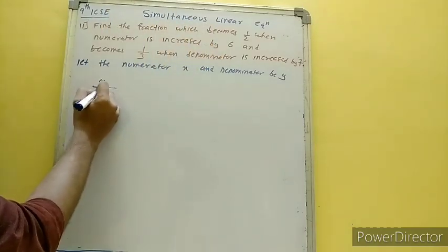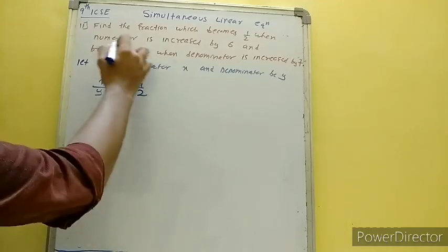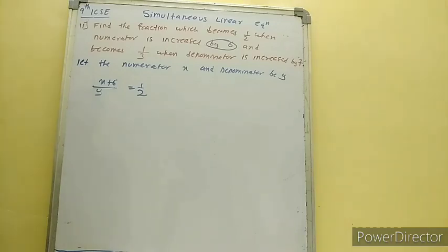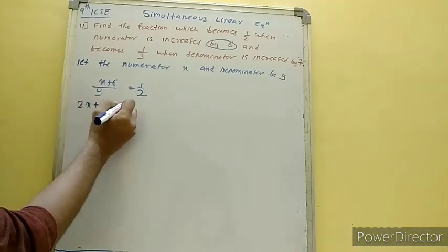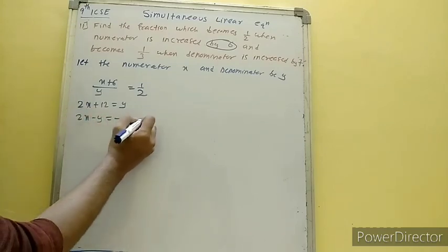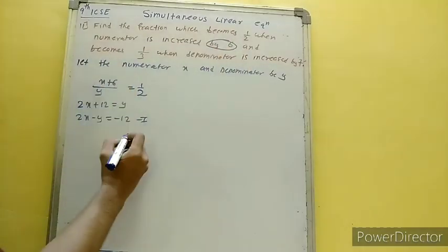So we have x and y, and the fraction is becoming 1 upon 2 when the numerator is increased by 6. So 2 will go there. 2x plus 2 sixes are 12 is equal to y. 2x minus y is equal to minus 12. Equation number 1.